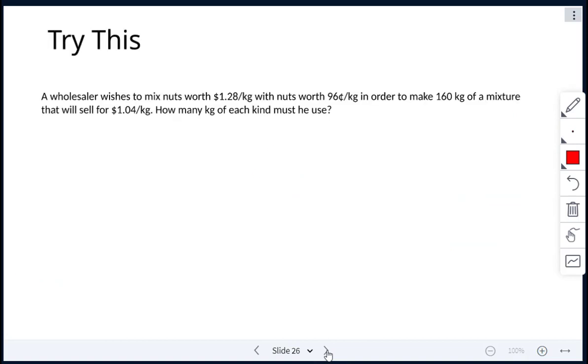Okay, so I'll give you guys this one here to try. A wholesaler wishes to mix nuts worth $1.28 a kilo with nuts that are worth 96 cents a kilo in order to make a 160 kilogram mixture that will sell for $1.04 per kilo. How many kilograms of each kind must he use?